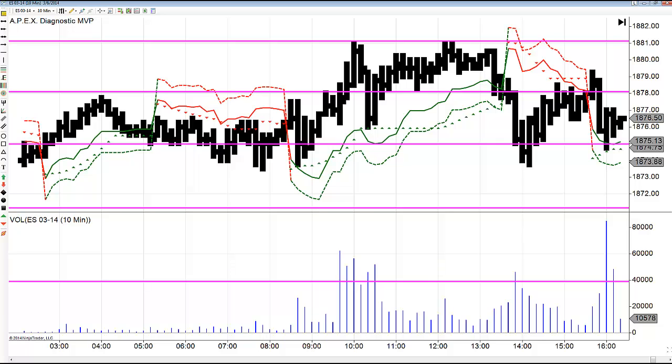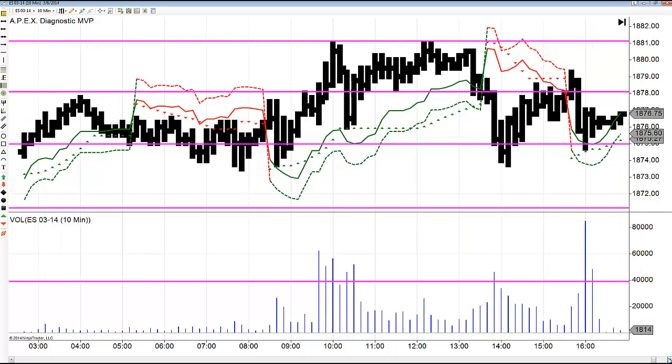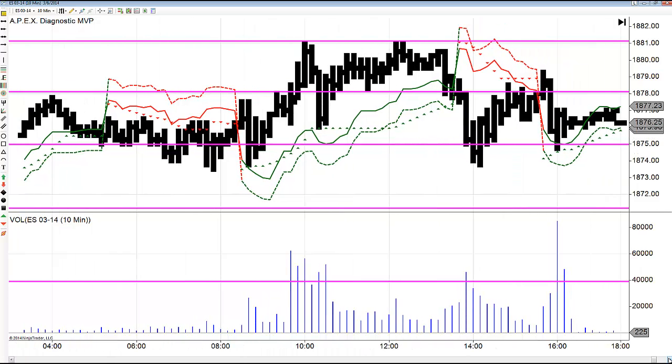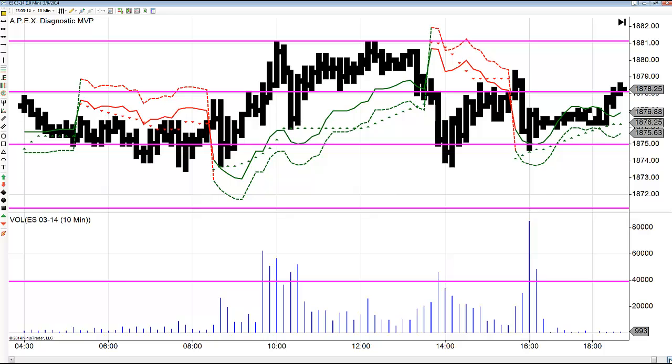So if we go up, I'm looking at about 1881. If we're going down, I'm looking for about 1871. And I'm expecting it to basically hit that area, and then see if it breaks through it with volume.